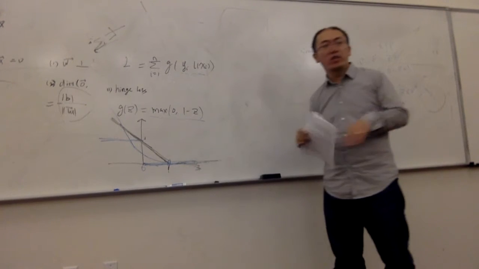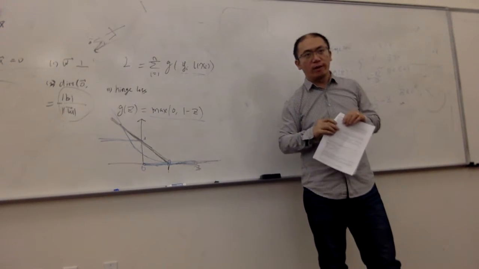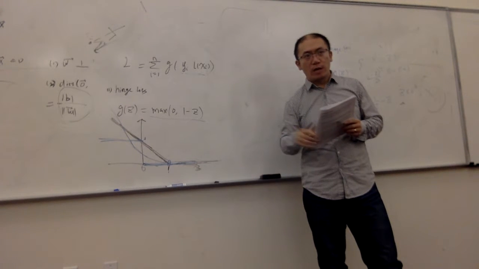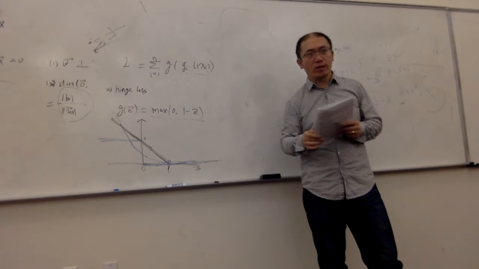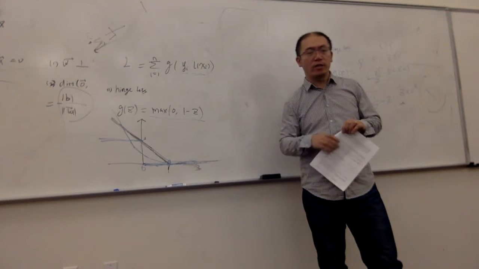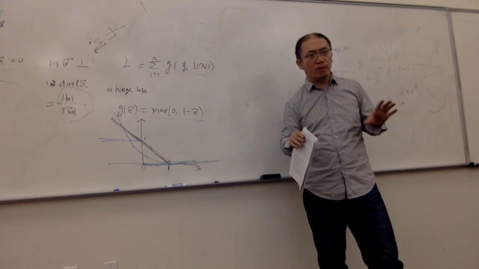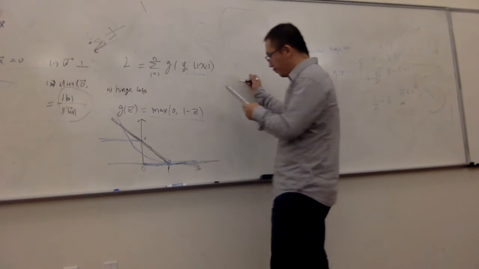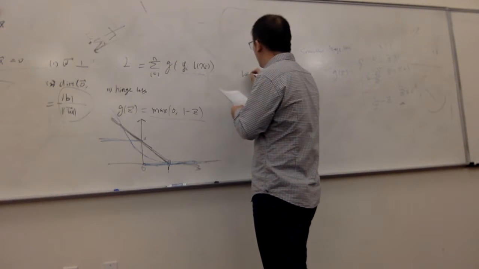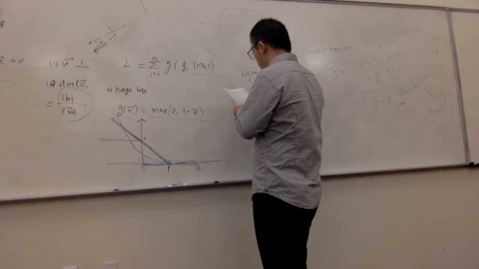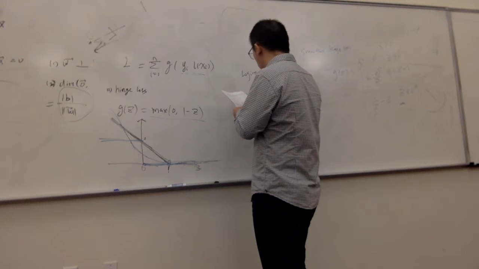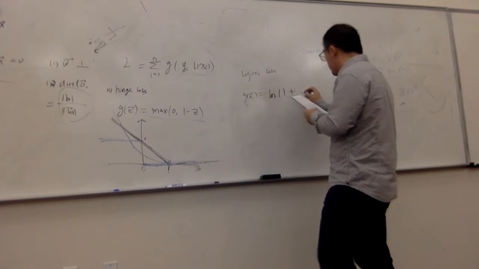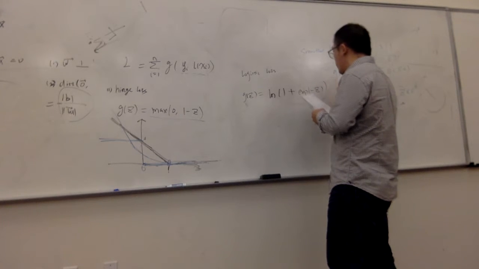But in addition to this hinge loss family, another very commonly used loss is called logistic loss. If you use logistic loss as an objective to train a linear classifier, it's called logistic regression. Logistic regression is very widely used in many classification problems. So what is logistic loss? The logistic loss is defined as ln(1 plus exponential of 1 minus z).